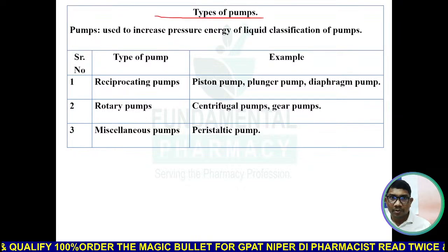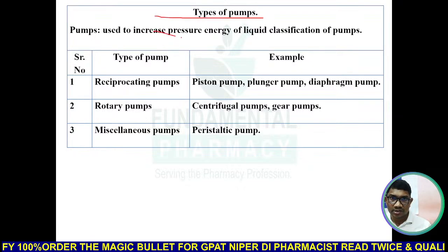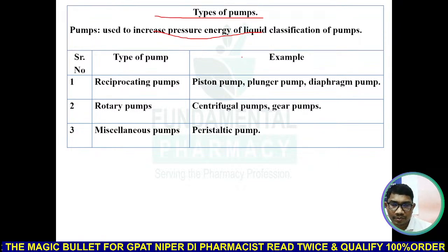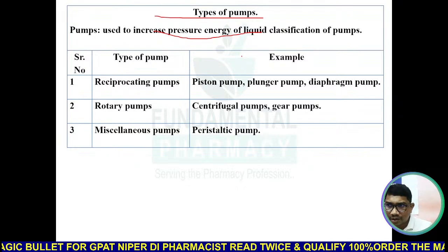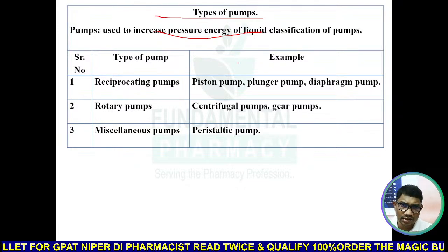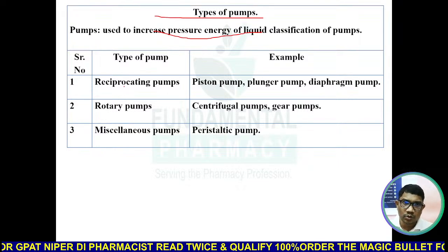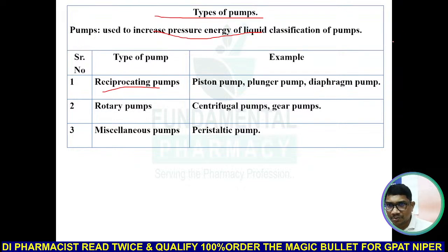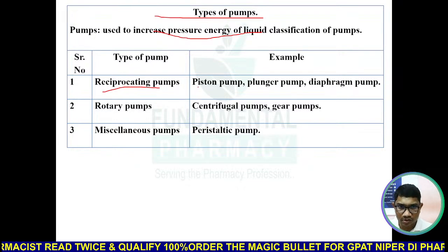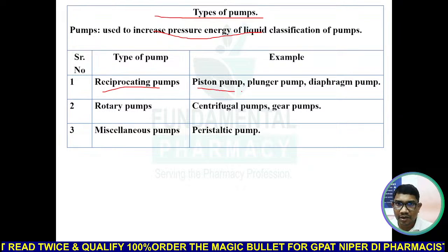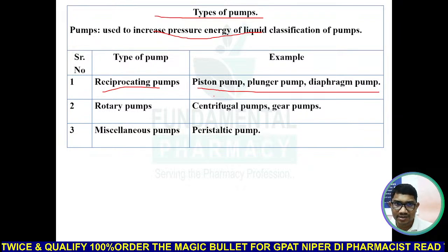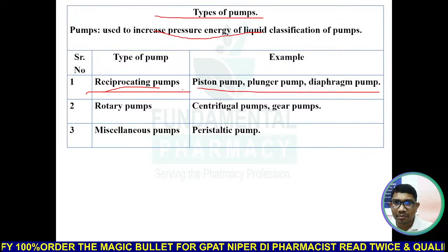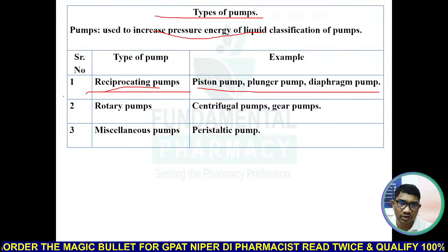पंप्स क्या है? Pumps are used to increase the pressure energy of liquid. Pumps are used to convert the kinetic energy into pressure energy. तो पंप्स का क्लासिफिकेशन देखो, टाइप्स ऑफ पंप. पहला होता है रेसिप्रोकेटिंग पंप. एग्जांपल ऑफ रेसिप्रोकेटिंग पंप्स, एग्जांपल के ऊपर क्वेश्चन आ चुका है. तो पिस्टन पंप, प्लंगर पंप एंड डायफ्राम पंप, दे आर द एग्जांपल ऑफ रेसिप्रोकेटिंग पंप.